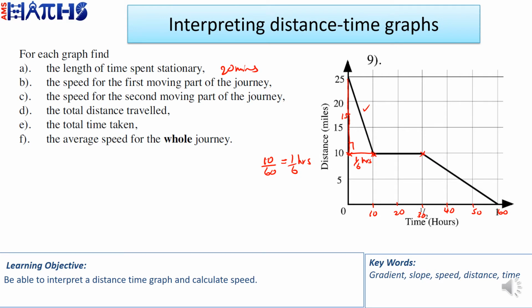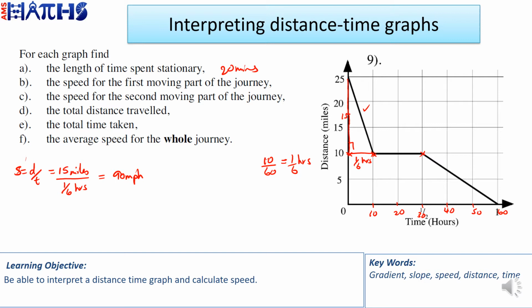So all we need to do now is work out the speed. Speed is distance divided by time. So the distance is 15 from the right angle triangle, and it's miles. And the time is 1/6 of an hour. When we divide 15 by 1/6, we get 90 miles per hour.